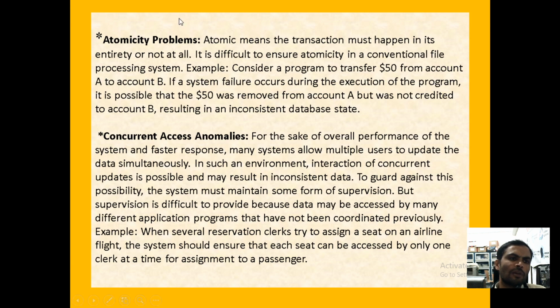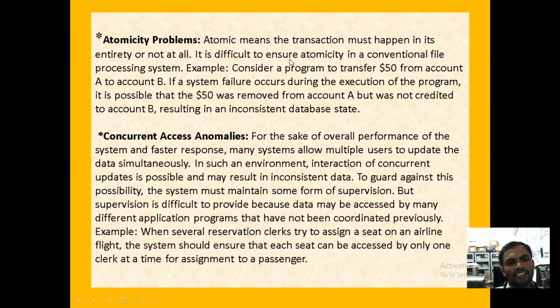What is the atomicity problem? Suppose there are two persons. Person 1 is transferring an amount to person B, for example 10,000 rupees. P1 is transferring to P2. Actually, the amount is debited from the first person but not transferred to person B. A transaction failure occurs. This we can call an atomicity problem. The atomicity problem will be there under the file processing system.